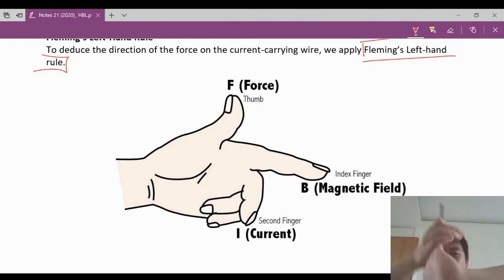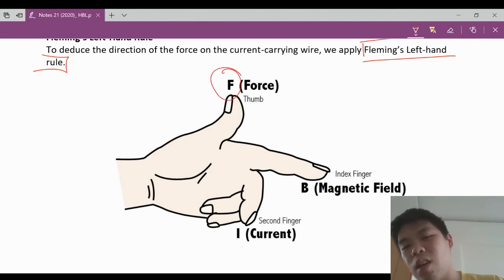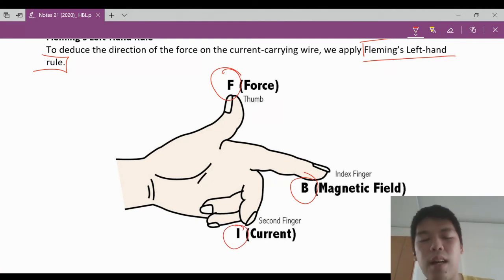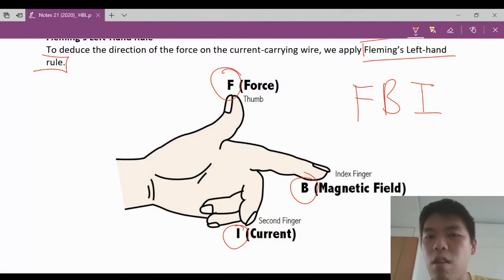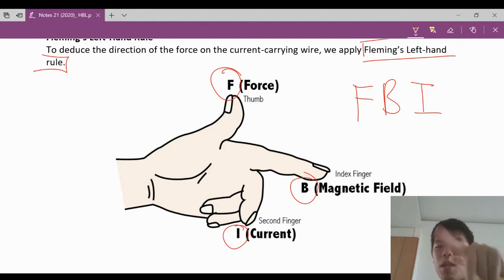Before you do this, you want to do a bit of stretching, as some people get hand cramps when doing this. Your thumb will be force F, your index finger will be B, which is magnetic field, and your second finger will be current I. How do you remember? I like to remember it as FBI, like the police in America. FBI, and they all must be 90 degrees.